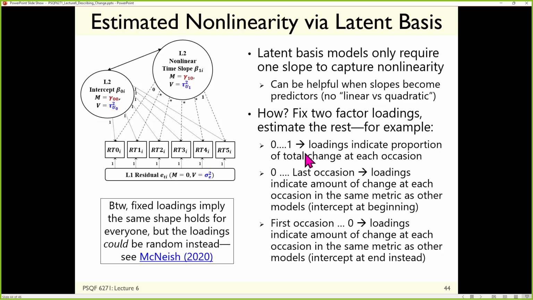So the most common parameterization of this is 0 for one of them and 1 for the other. And if you do it that way, then you can think of these loading values as indicating the proportion of change that had happened by each occasion. You can also scale it to reflect not just a 1 on the end here, but how much time has passed. So like if I made this a 5 instead, then these numbers are going to be in the scale of time itself. Same thing if I did 0 and then I did -5 over here. So that's one way that you can make the coefficients on the same scale as other models.